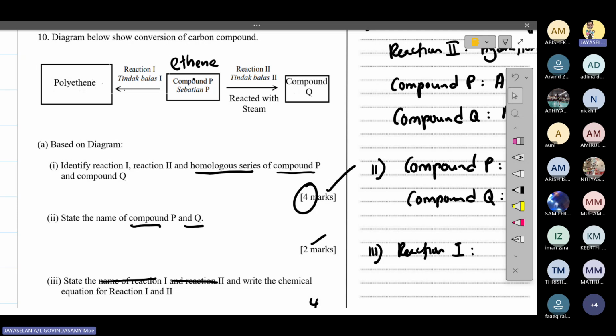Reaction 1. What's this? Wrong. Okay, reaction 1 wrong, reaction 2 correct. So that means you score 2 marks. Question number 4, full marks. Sorry, my internet keeps lagging. Okay.